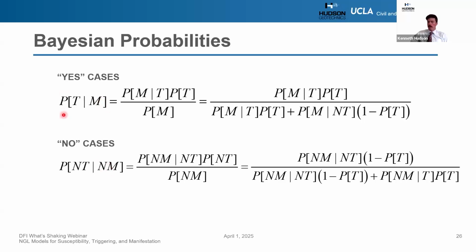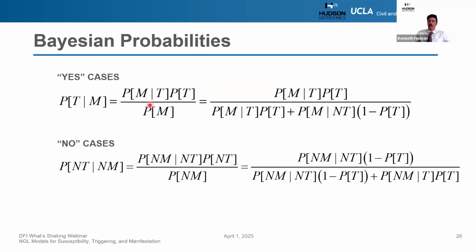And so to predict whether a layer is going to trigger conditioned on manifestation observation at the surface, we need to know our probability of manifestation occurring conditioned on that layer triggering. So that's kind of an inverse problem. You say, if this layer were to trigger, how likely would it be to produce a sand boil at the ground surface, right? We also need to understand our probability that that layer would trigger in the first place, given the shaking intensity and the density of that layer and its susceptibility.